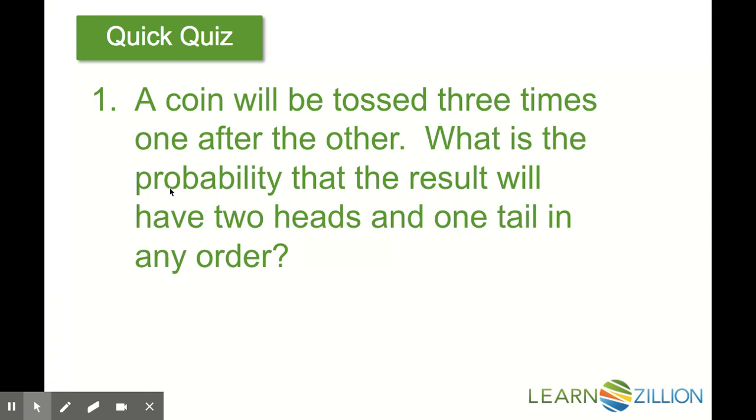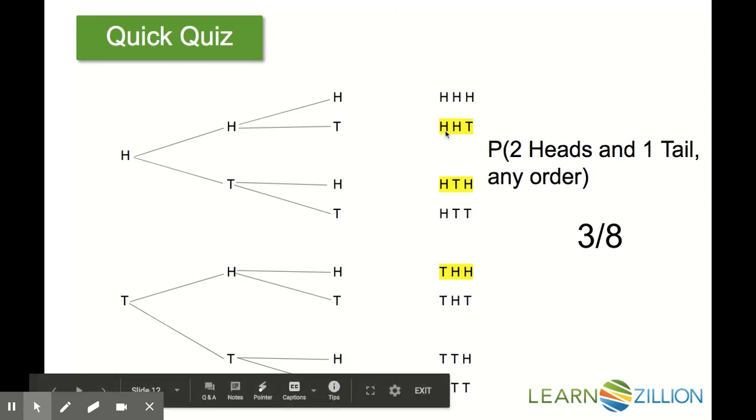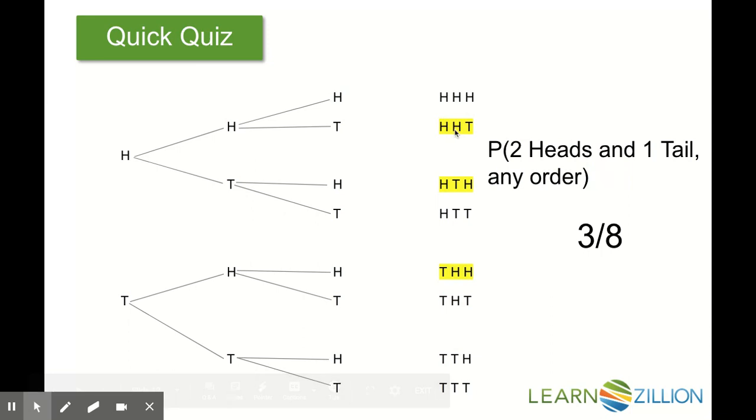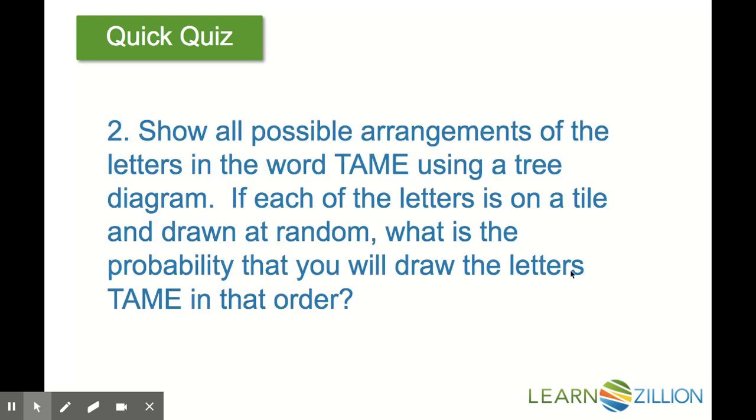Quick quiz. A coin will be tossed 3 times, one after the other. What is the probability that the result will have 2 heads and 1 tail in any order? Again, I made a tree diagram branching out. I end up with my 8 possibilities. And it ends up being that there are 3 where I could have 2 heads and 1 tail in any order out of the 8 possible outcomes. So it is 3/8.